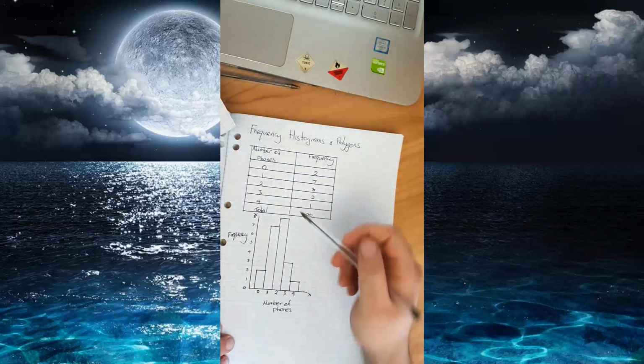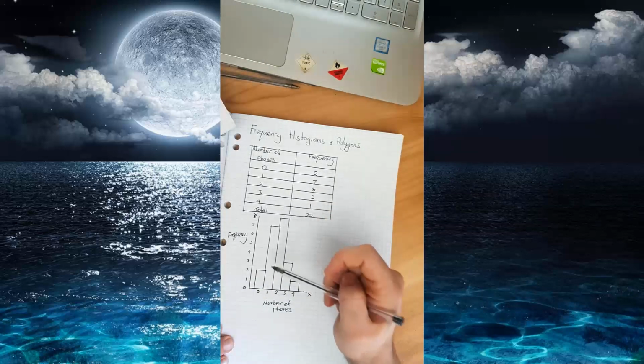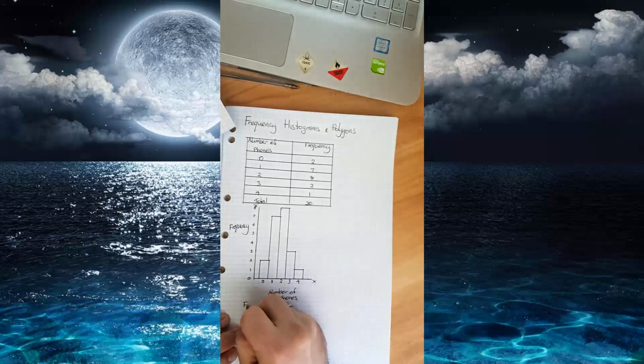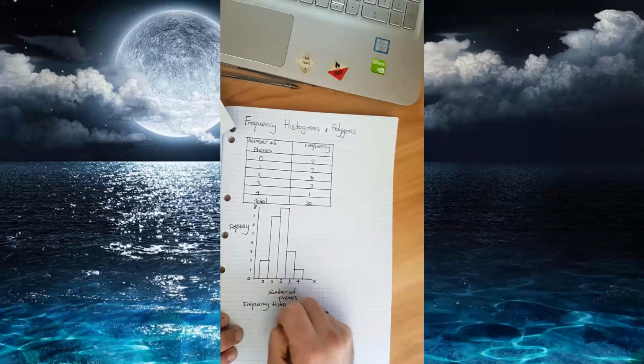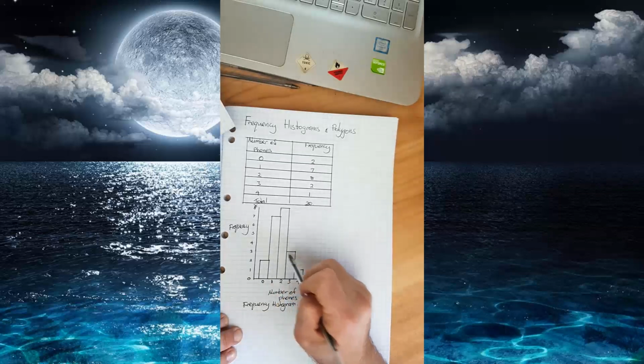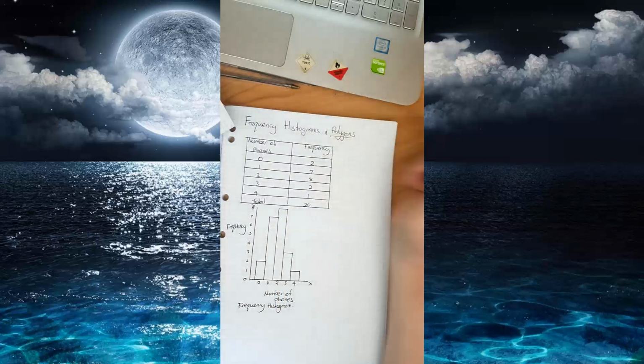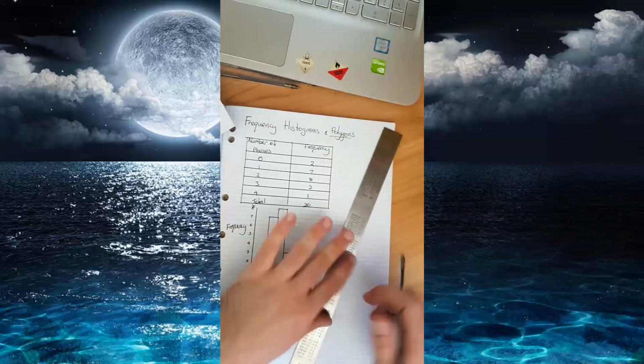Like so. So we've turned this data into this graph. Remember, we will call this graph a frequency histogram. Some key points. Leave a gap. All the other columns are then right up next to each other. Very, very important. Now I'm going to show you how to do a frequency polygon.